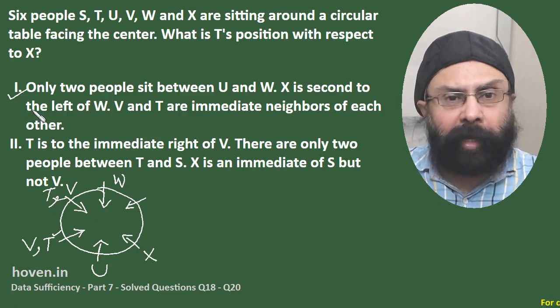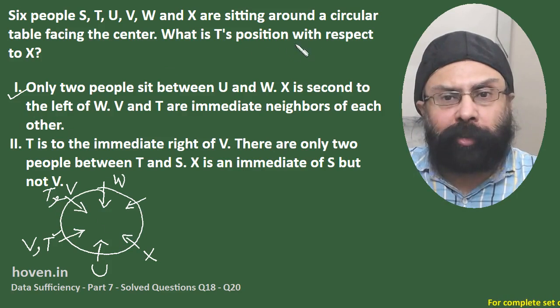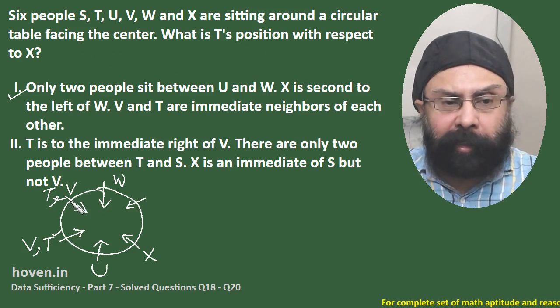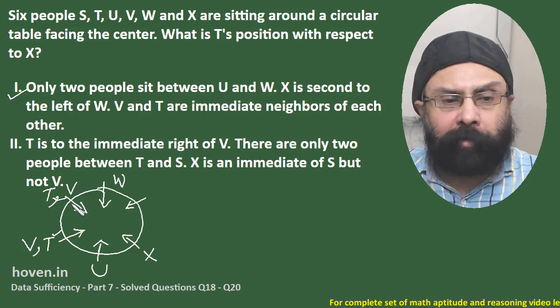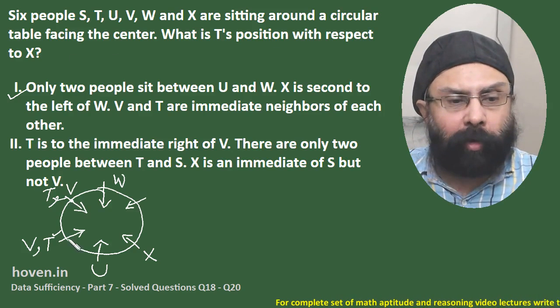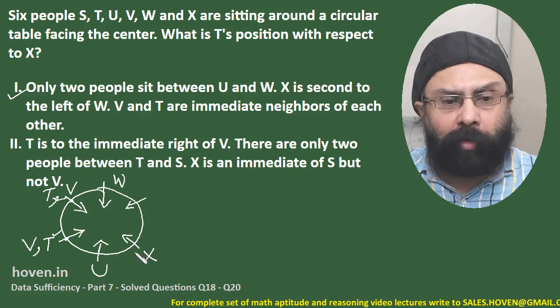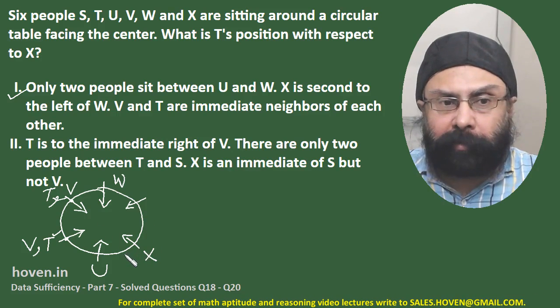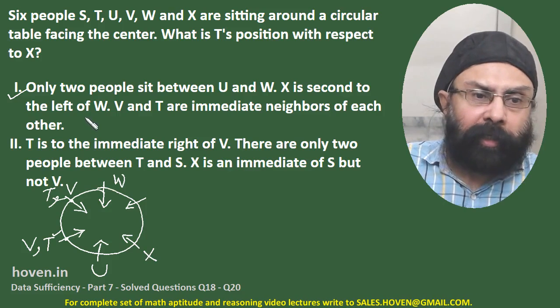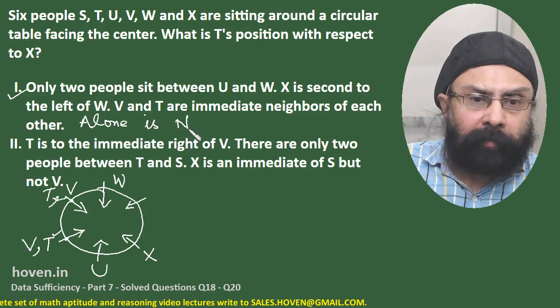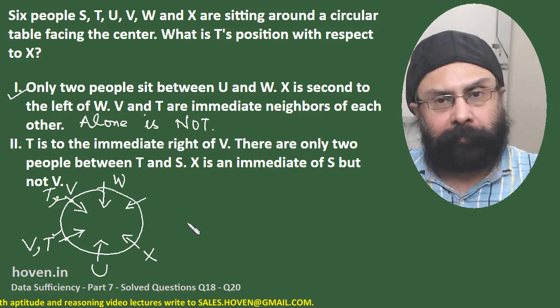Now let's see whether it will help us find the answer. What is T's position with respect to X? T's position itself is not known to us. We do not know whether T is at this point or at this point. So there is no question of finding the position of X and T relative to each other. So we can say this alone is not sufficient.